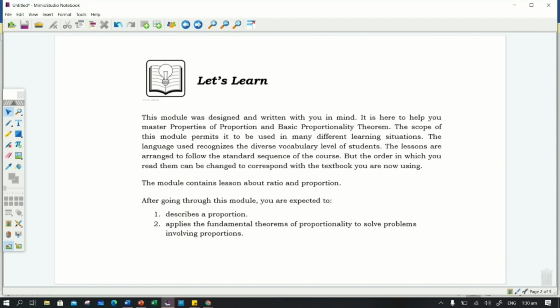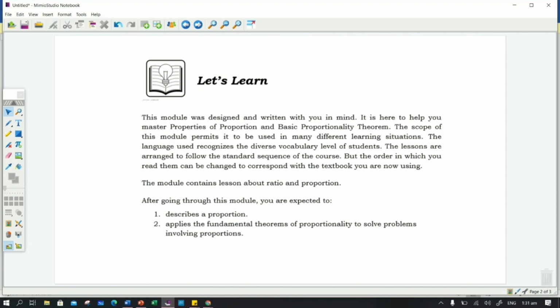Okay, before we proceed directly with our lesson, let's try to read first what is the content of this module. This module was designed and written with you in mind. It is here to help you master properties of proportion and basic proportionality theorem. The scope of this module permits it to be used in many different learning situations. The language used recognizes the diverse vocabulary level of students. The lessons are arranged to follow the standard sequence of the course, but the order in which you read them can be changed to correspond with the textbook you are now using.